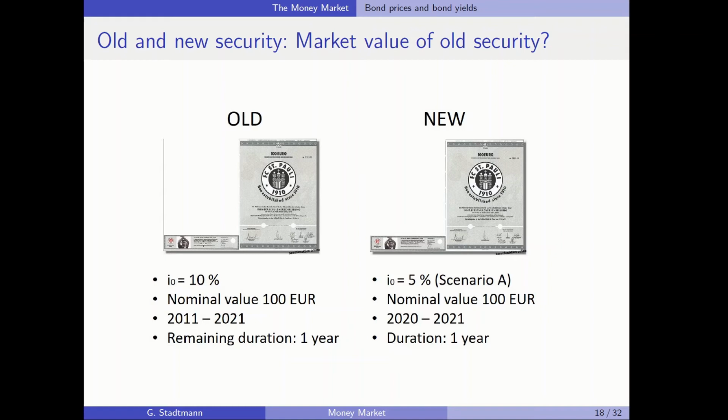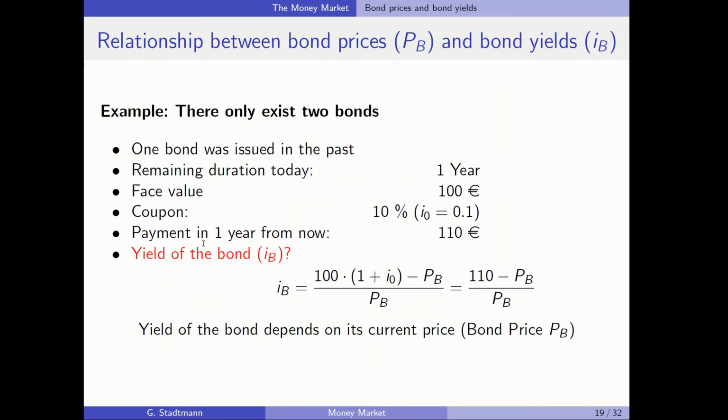Let's strive to formalize this task and exactly compute the price of the old bond. Let's assume that there only exist these two bonds. One bond was issued in the past, the remaining duration today is 1 year, the face value is 100, the coupon is 10%. This coupon I0 is printed on the bond and it cannot be changed. The payment in 1 year from now is 110 euros.